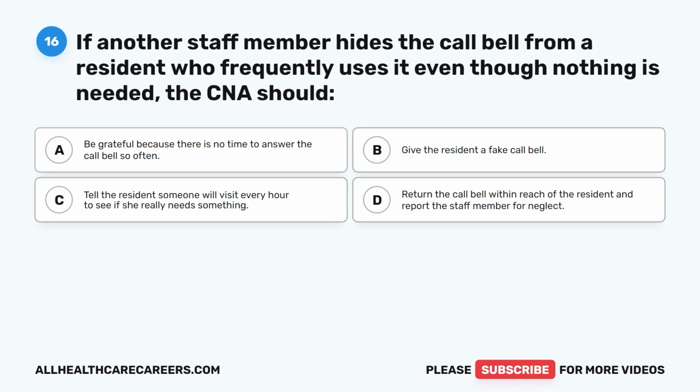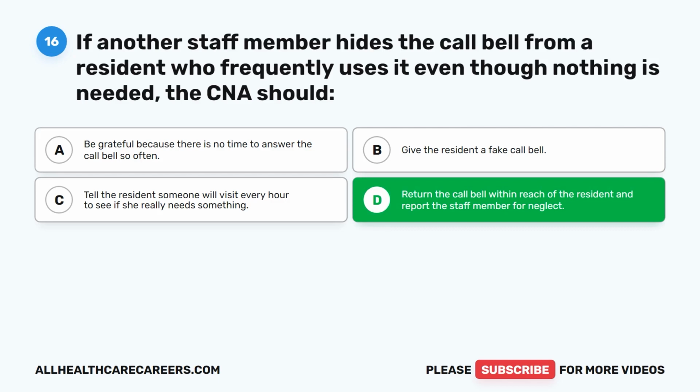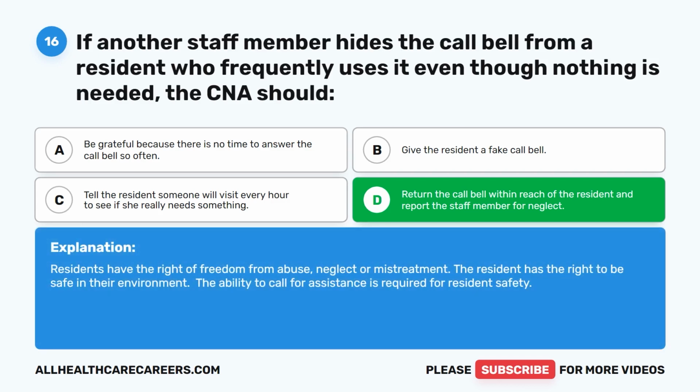The correct answer is D. Return the call bell within reach of the resident and report the staff member for neglect. Residents have the right of freedom from abuse, neglect, or mistreatment. The resident has the right to be safe in their environment. The ability to call for assistance is required for resident safety.